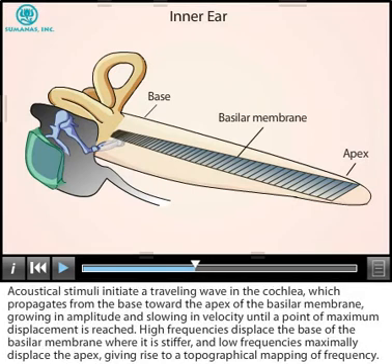Acoustical stimuli initiate a traveling wave in the cochlea, which propagates from the base toward the apex of the basilar membrane, growing in amplitude and slowing in velocity until a point of maximum displacement is reached. High frequencies displace the base of the basilar membrane where it's stiffer, and low frequencies maximally displace the apex, giving rise to a topographical mapping of frequency.